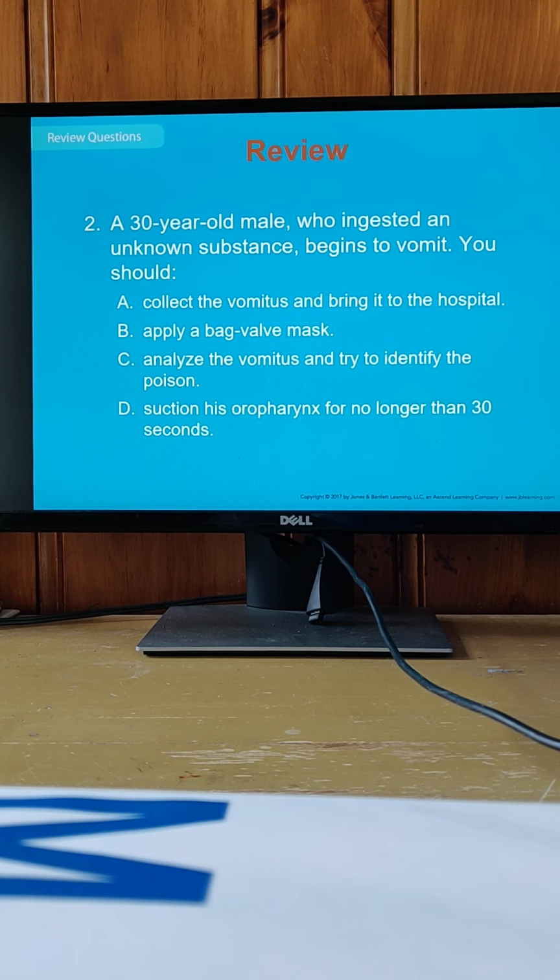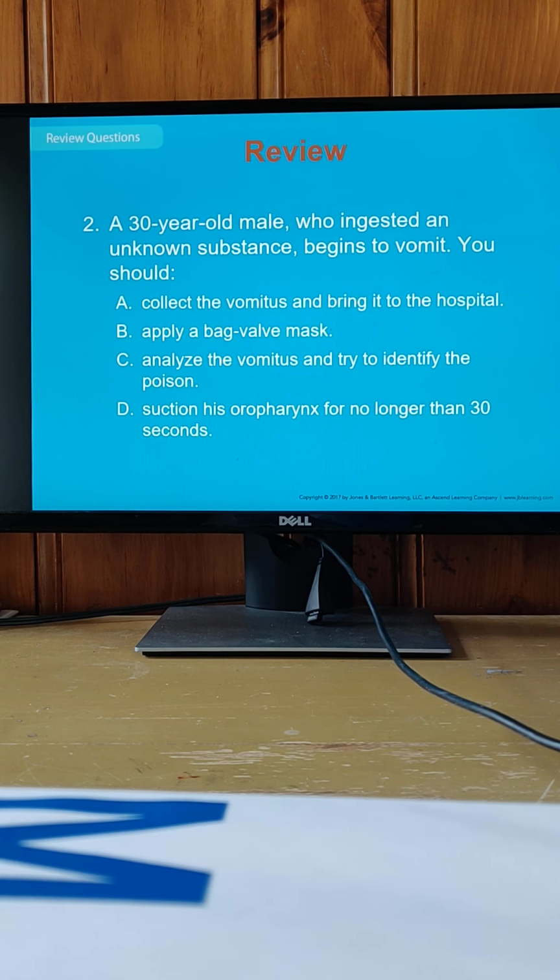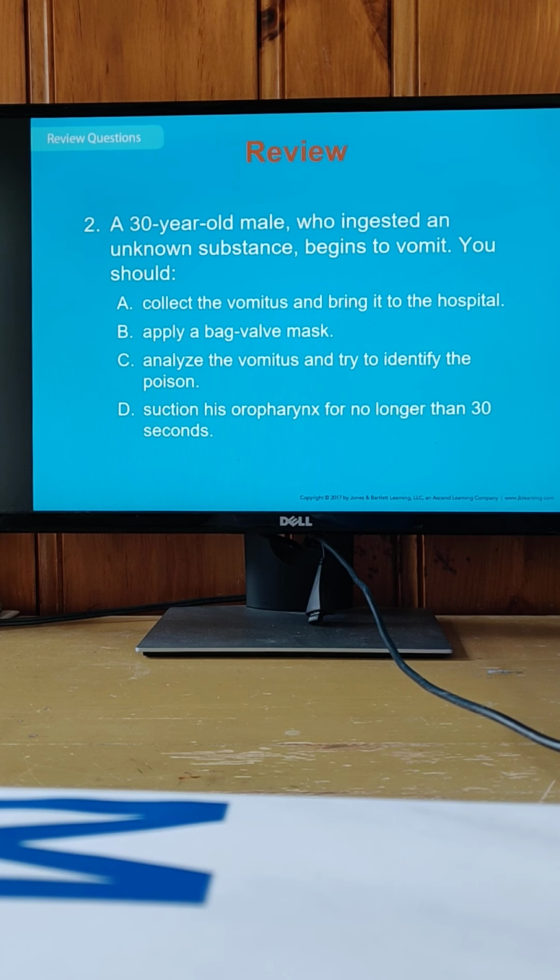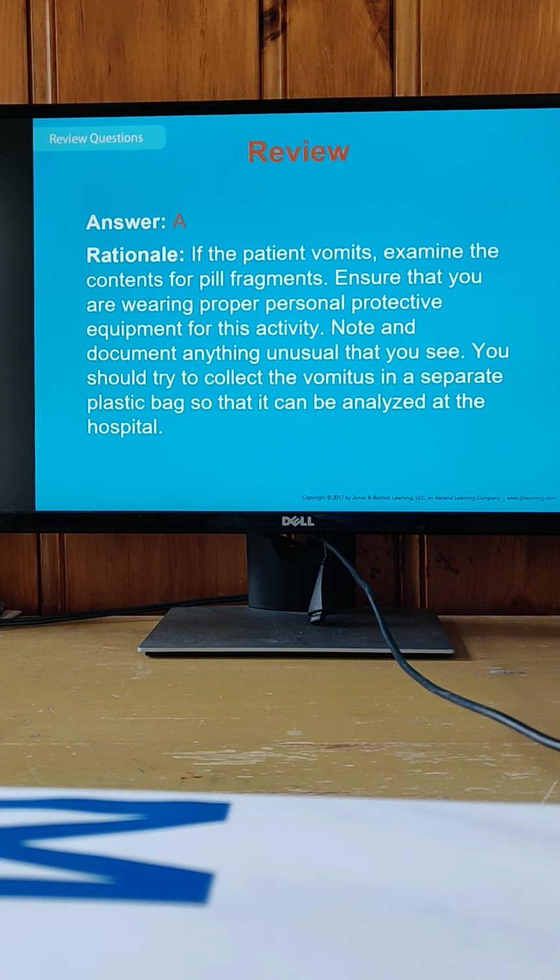A 30-year-old male who ingested an unknown substance begins to vomit. You should what? A, collect the vomitus and bring it to the hospital. B, apply BVM. C, analyze the vomitus and try to identify the poison. Or D, suction his oropharynx for no longer than 30 seconds. Well, when you suction somebody, even as an adult, it's no more than what? 15 seconds? It's going to be A. If the patient vomits, examine the contents for pill fragments. Ensure that you are wearing proper PPE and try to collect them and take them to the hospital.